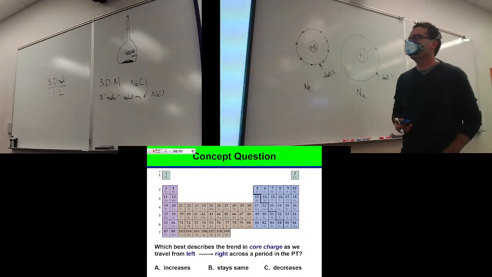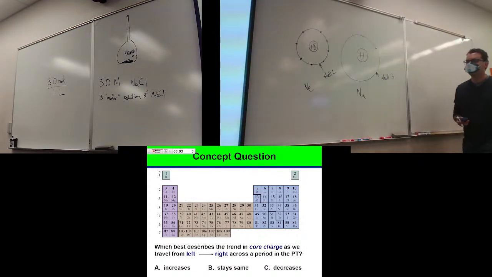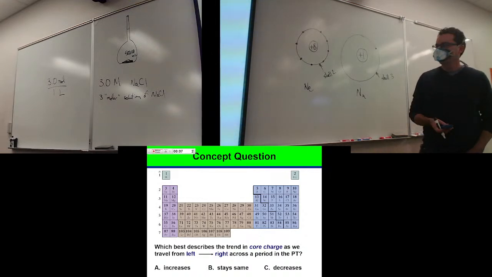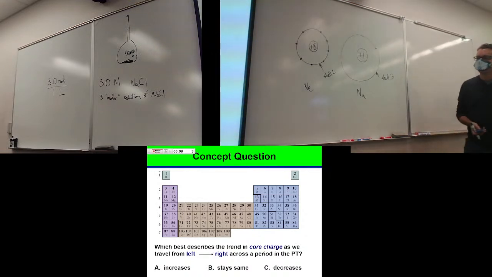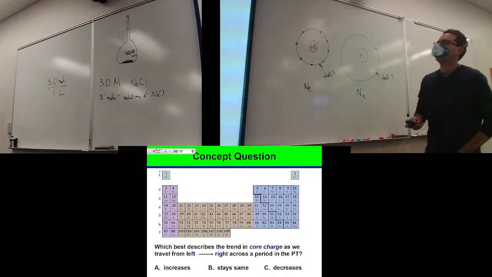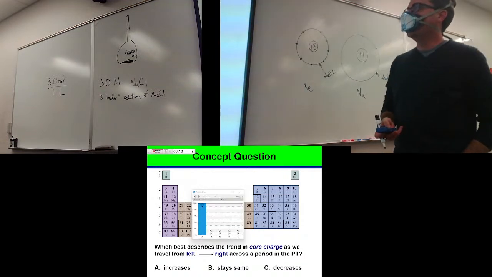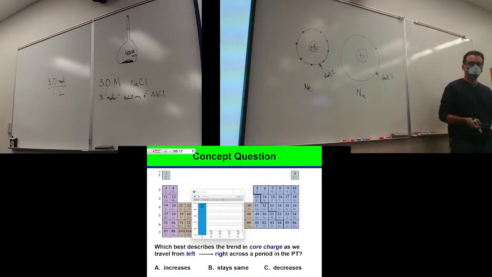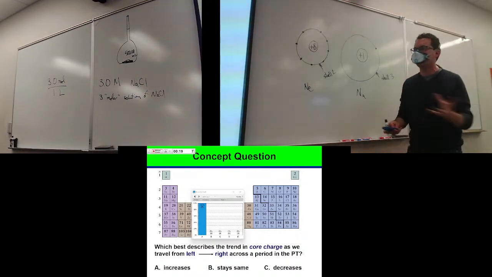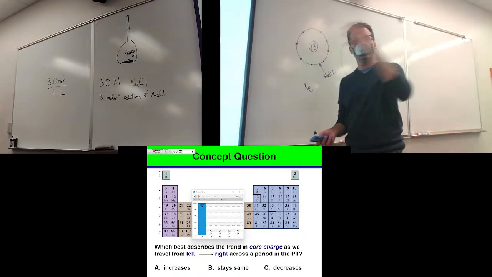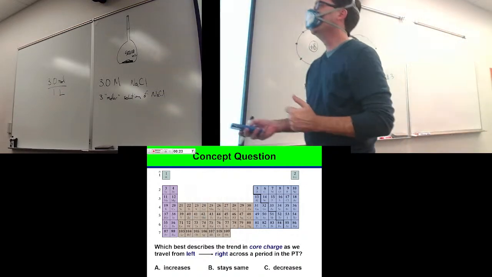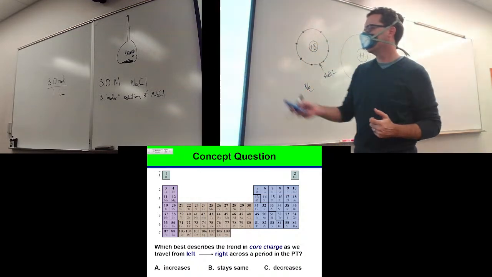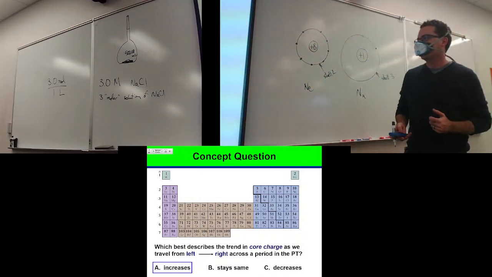So in general, if you look at the periodic table, what's the trend in core charge as you go from left to right? Increase. Yes, everybody agrees. It increases, okay? This is a good thing to keep in your head, because when you look at the periodic table, it should be like your cheat sheet. It should be like, oh, I see exactly what's happening. So, there we go. So yeah, increases.